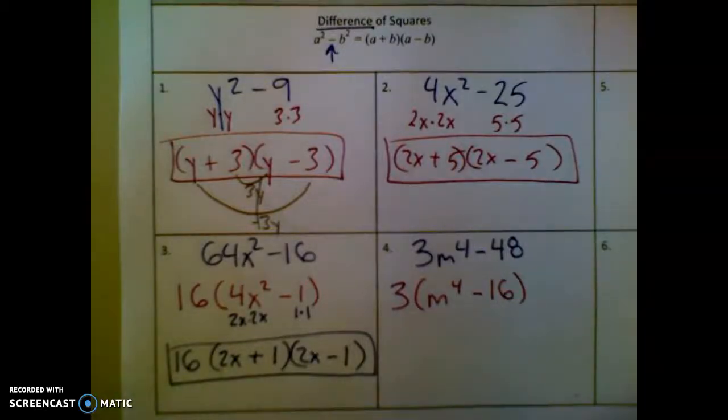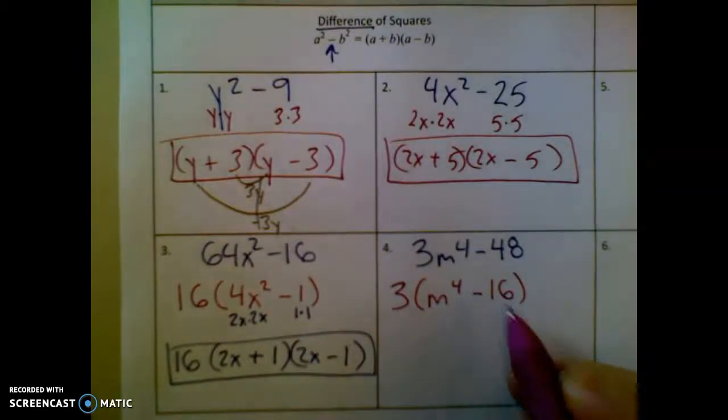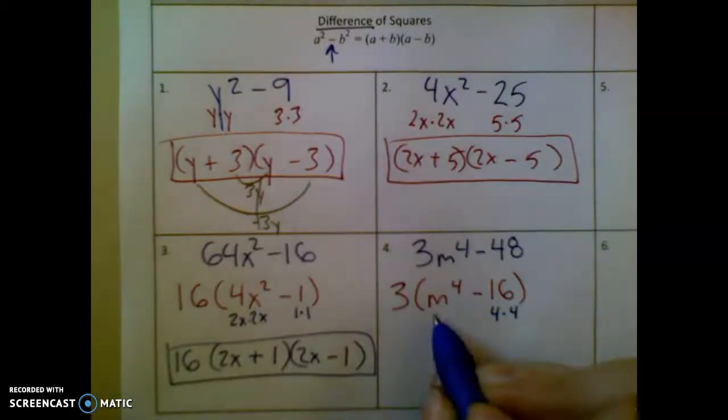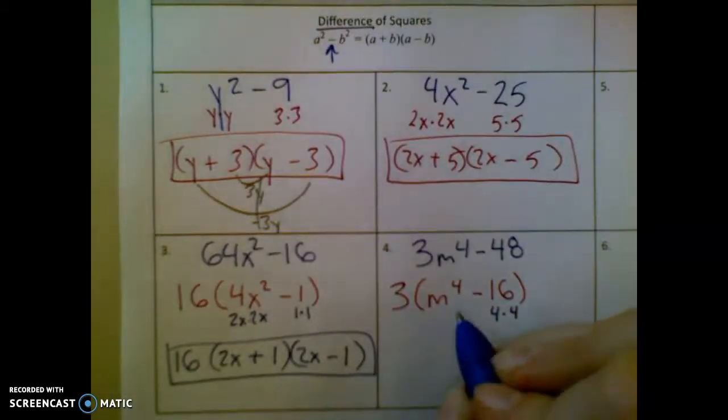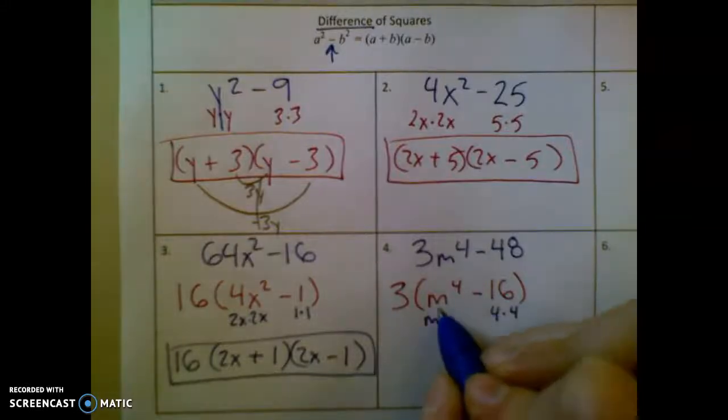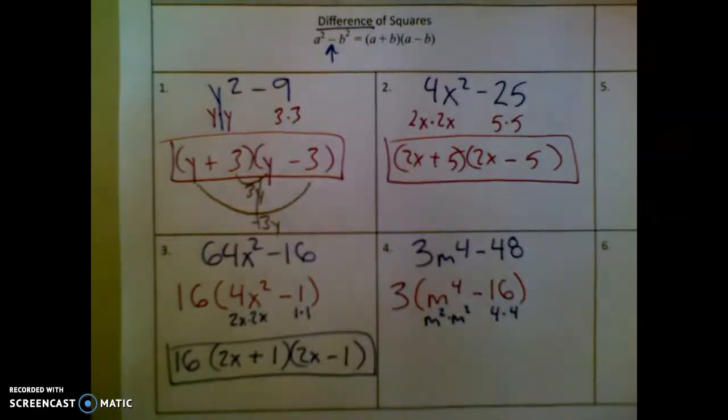Okay, so now do I have difference of squares? Well, I have a difference. 16 is a square, because that's 4 times 4. Is m to the 4th a square? Well, can I multiply the same thing by itself twice to get m to the 4th? Well, yes. M squared times m squared. So I have a difference, and I have some squares.